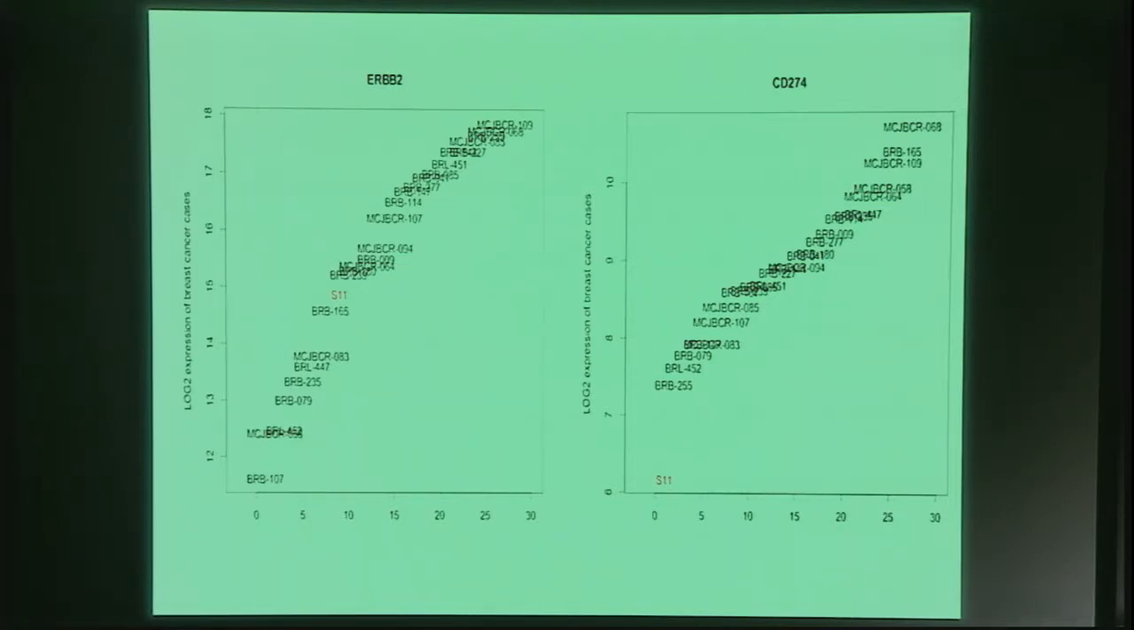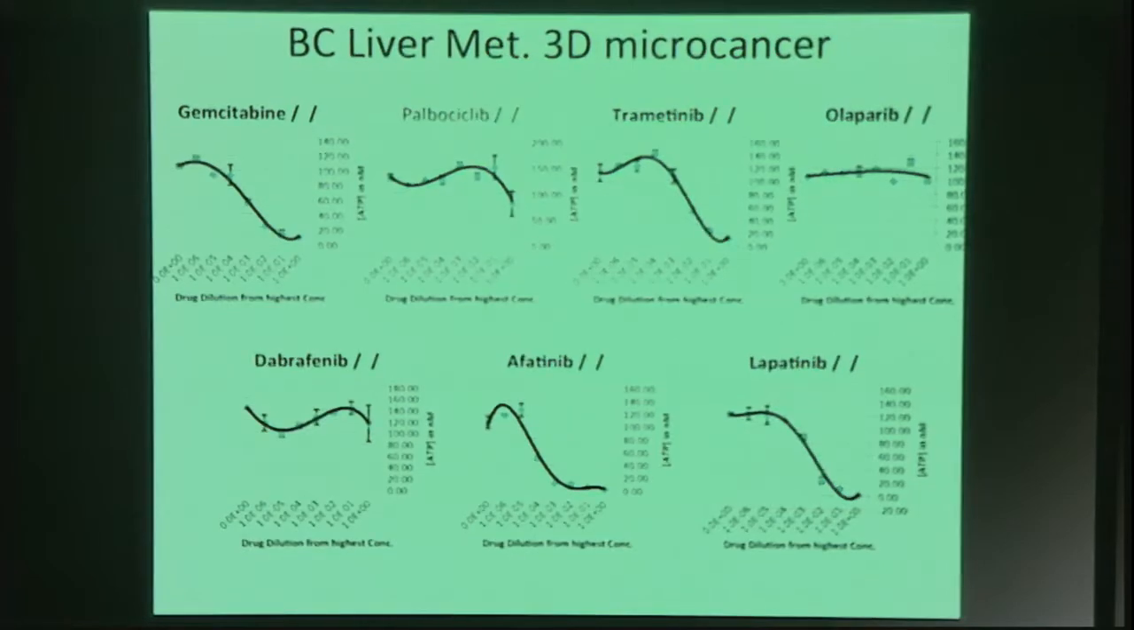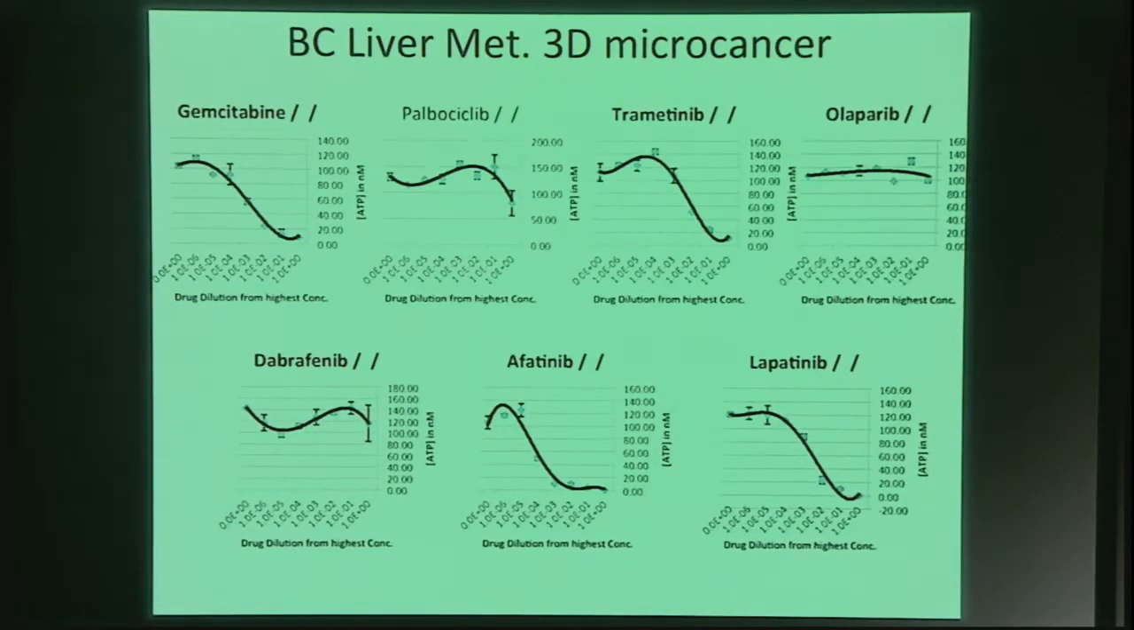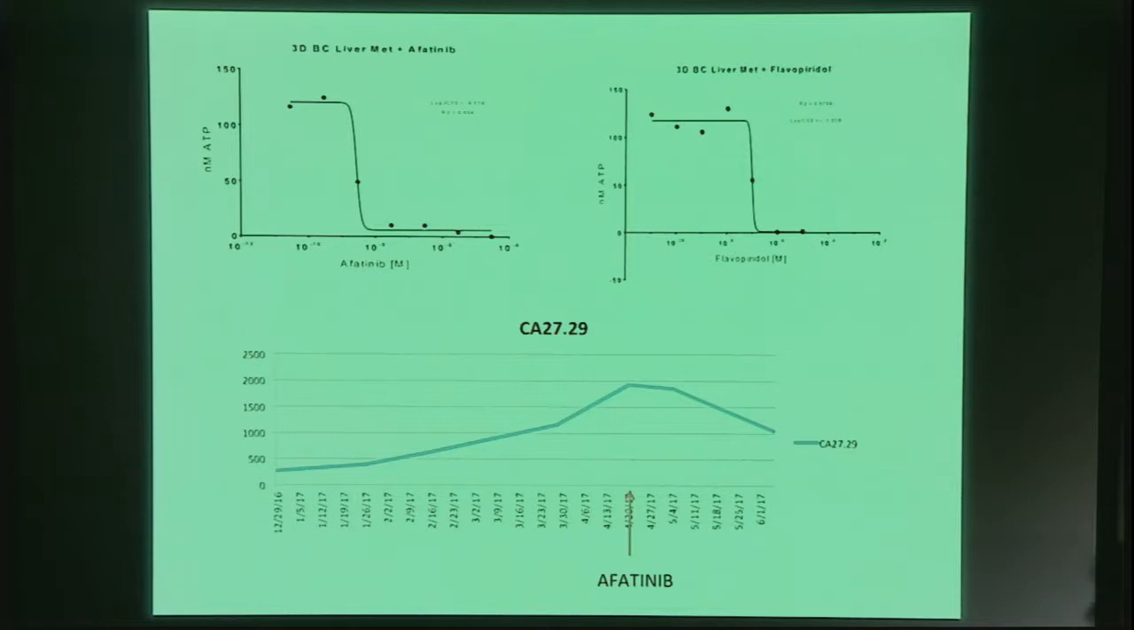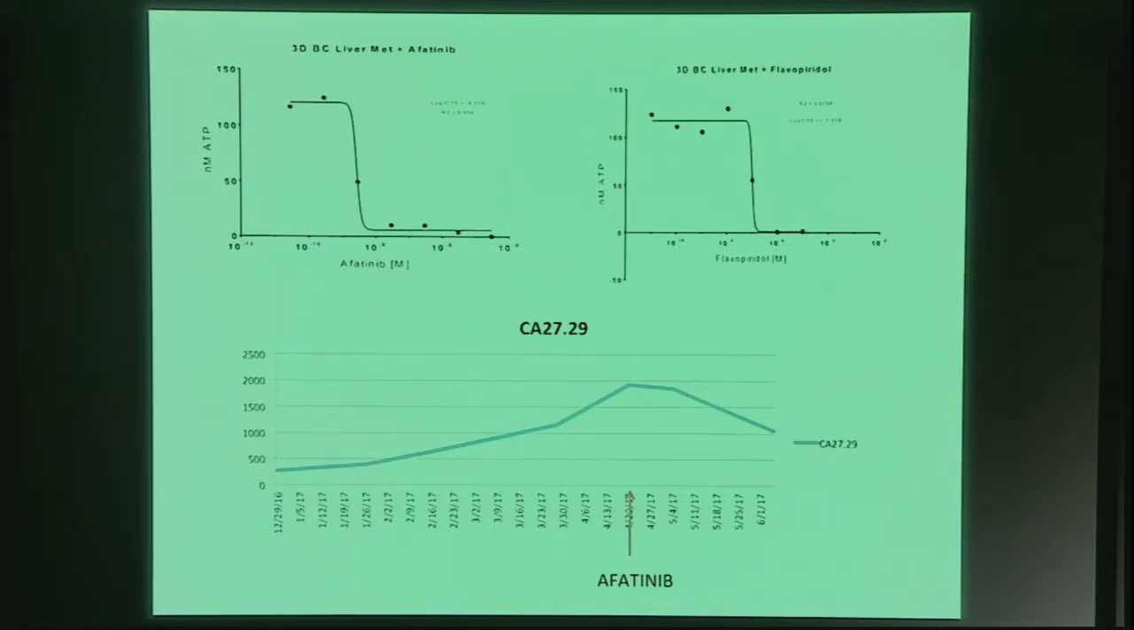Right, you go HER2. But they're not going to act on it because that mutation is not known. But if you have a 3D system that shows that, let's say, afatinib, which is a HER2 inhibitor, does very well compared to other drugs, then the oncologist might be more willing to do it. So we did this. This is afatinib. So afatinib works very well. And as I was saying earlier, her markers were going up. That's when we started afatinib. The markers are going down, and they're even lower right now.